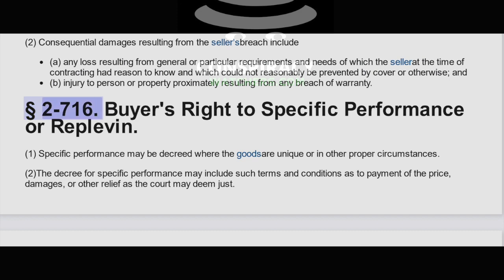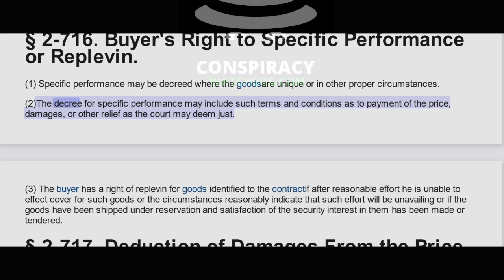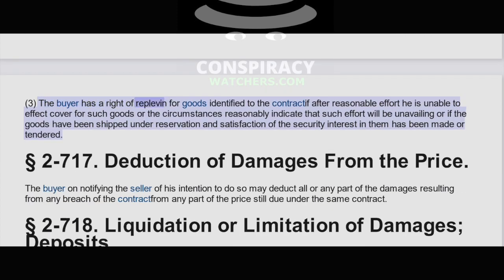Section 2-716. Buyer's right to specific performance or replevin. Specific performance may be decreed where the goods are unique or in other proper circumstances. The decree for specific performance may include such terms and conditions as to payment of the price, damages, or other relief as the court may deem just. The buyer has a right of replevin for goods identified to the contract if after reasonable effort he is unable to effect cover for such goods or the circumstances reasonably indicate that such effort will be unavailing, or if the goods have been shipped under reservation and satisfaction of the security interest in them has been made or tendered.